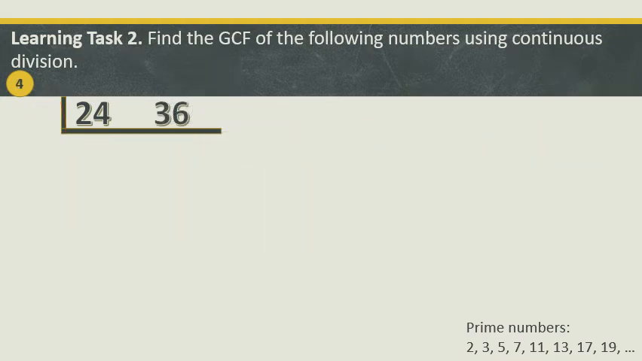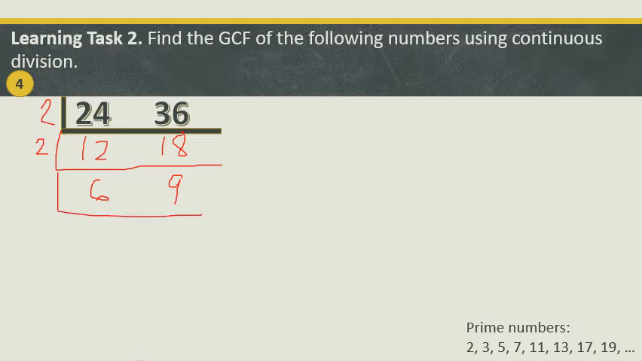So, number 4, we have 24 and 36. Since they are both even numbers, pwede silang i-divide sa 2. So, 24 divided by 2 is 12. 36 divided by 2 is 18. Then, pwede ulit silang i-divide sa 2 kasi sila ay even numbers. So, 12 divided by 2 is 6. 18 divided by 2 is 9. Since hindi na even numbers ang 9, 6 lang ang even number natin.